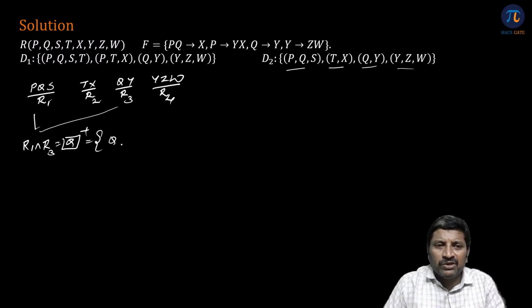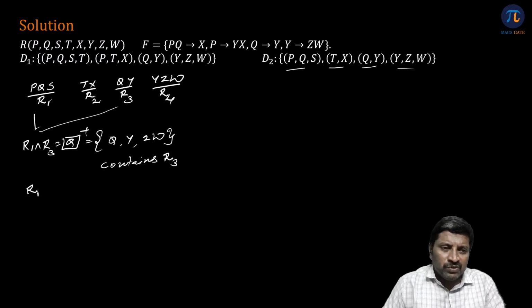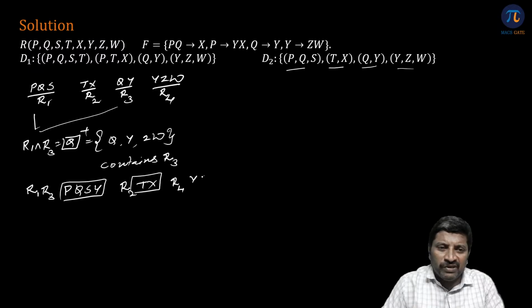With Q, I can get Q, Y. With Y, you can get ZW. Then anything? No, sir. So anyway, this contains R3. So let us combine R1, R3. You get PQSY. And I have R2: PX. And we have R4: YZW.